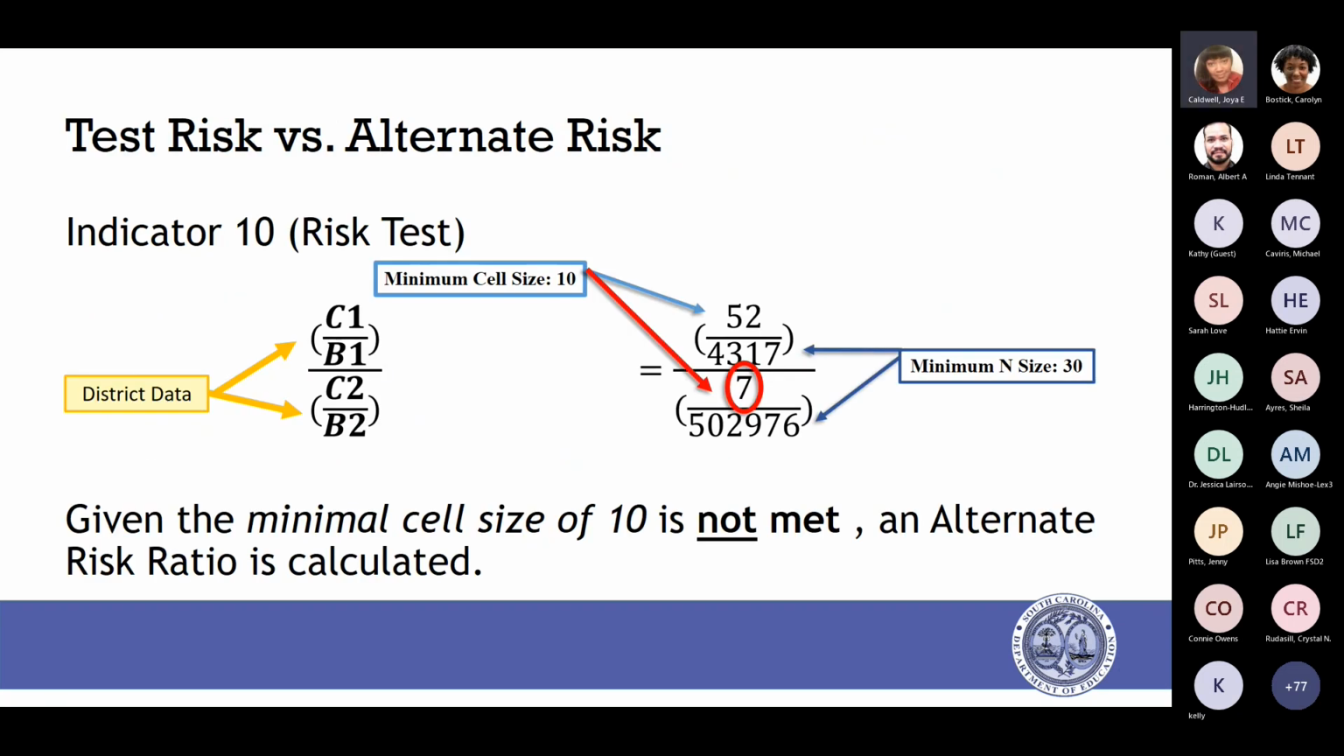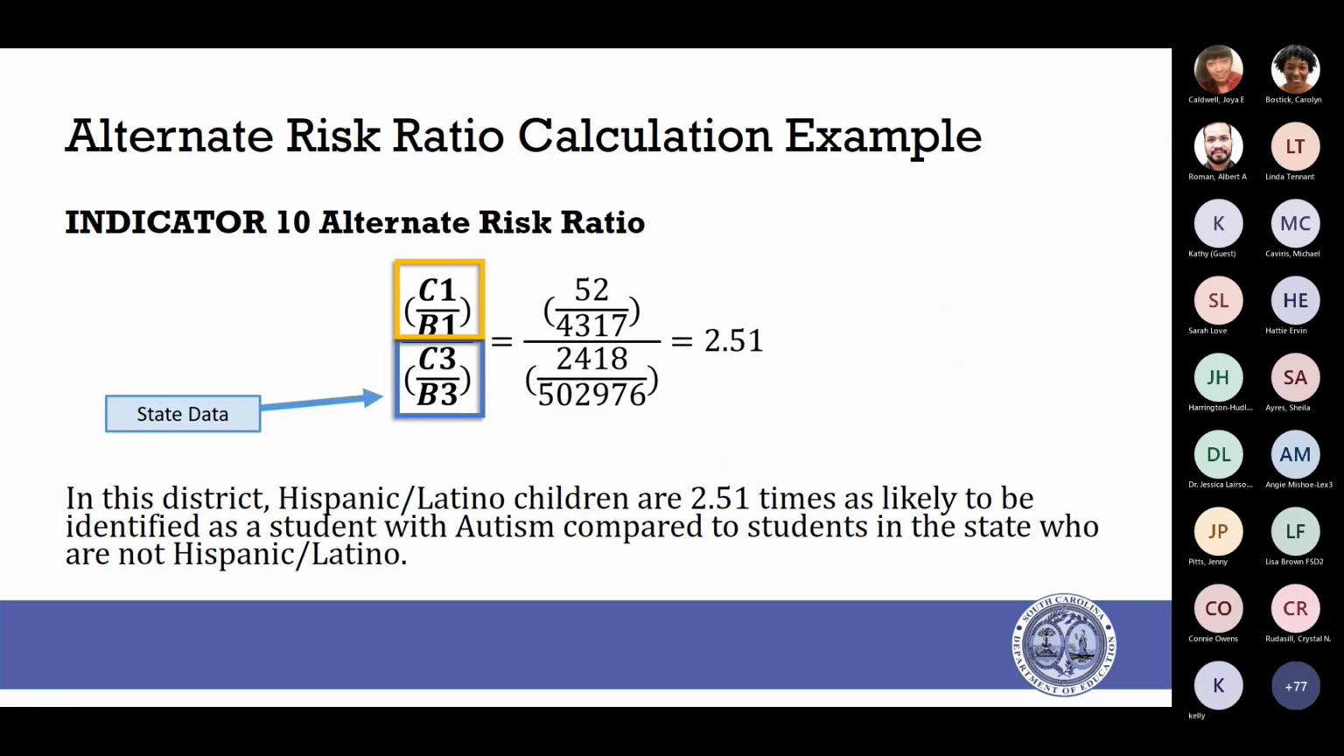Setting that up, you see here that our numerator within our denominator does not meet the conditions of the cell size 10 and size 30. So that being the case, we would substitute that data as evidence on the next slide using an alternate risk ratio. Next slide, please. And we would actually get the outcome of 2.51.